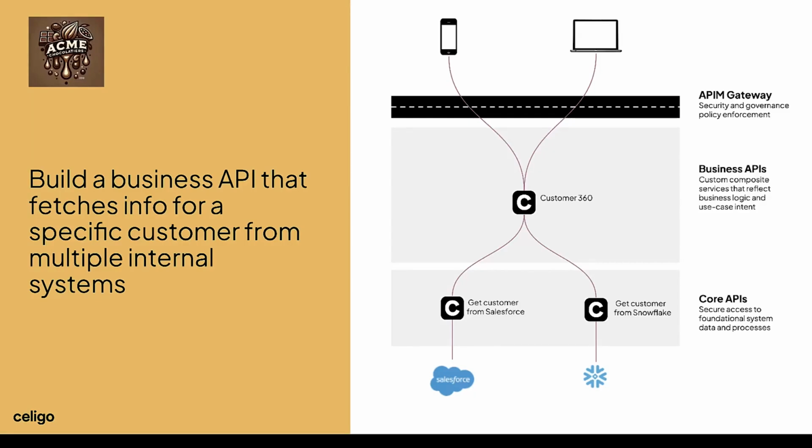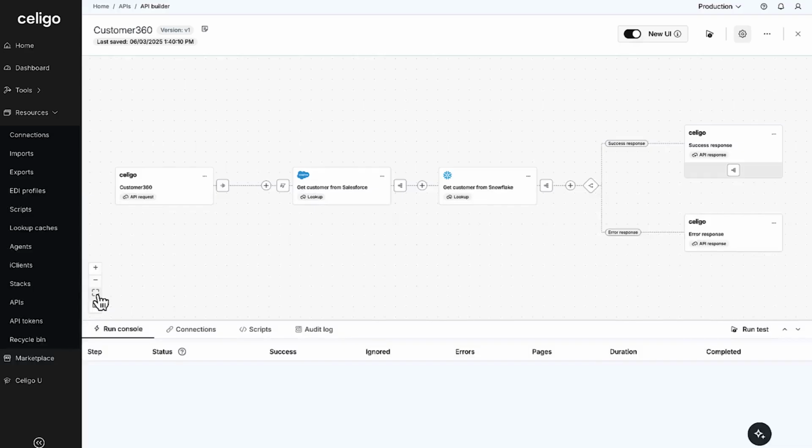In this video, we'll build a Customer 360 API using Celigo's API Builder. Let's say you're an API developer at Acme Chocolatiers, where customer information is siloed across various systems such as Salesforce and Snowflake. You need to build a new API that allows internal users to retrieve data about a specific customer in order to provide a holistic, unified view of that customer.